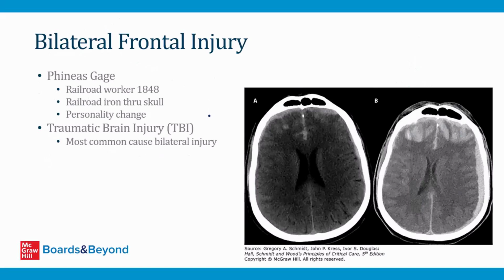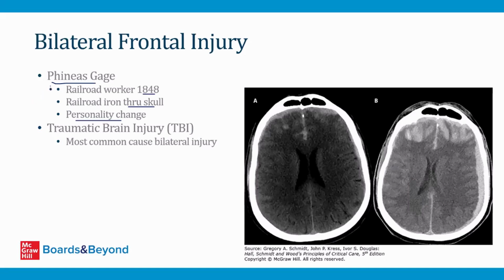A lot of what we know about the prefrontal cortex comes from a famous injury to a man named Phineas Gage. He was a railroad worker in 1848, and he got a railroad iron that went through his skull, but he survived. But afterwards, he had a complete personality change. He had previously been a law-abiding citizen, and he became a drinker and a gambler. And after he died, people looked at his brain and found that there was damage to the prefrontal cortex. And that's how we know a lot about what this region of the brain does.